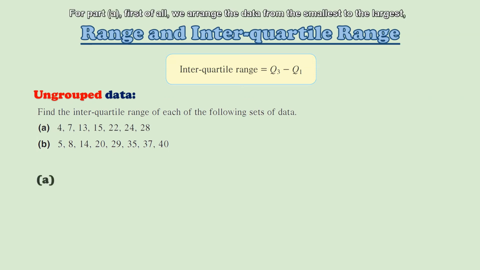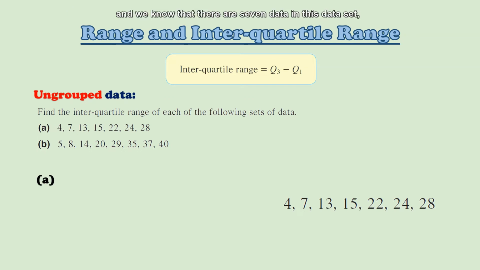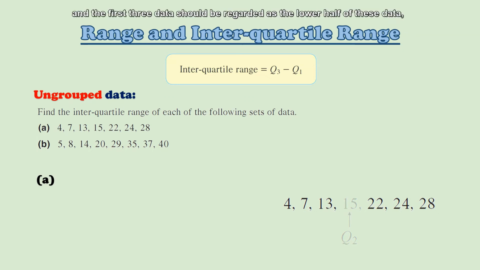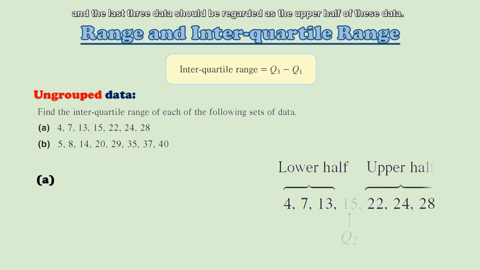For part A, first of all we arrange the data from the smallest to the largest. And we know that there are 7 data in this data set, and the fourth one, which is 15, is the Q2 or the median. Now we should ignore this datum 15, and the first 3 data should be regarded as the lower half of this data, and the last 3 data should be regarded as the upper half of this data.